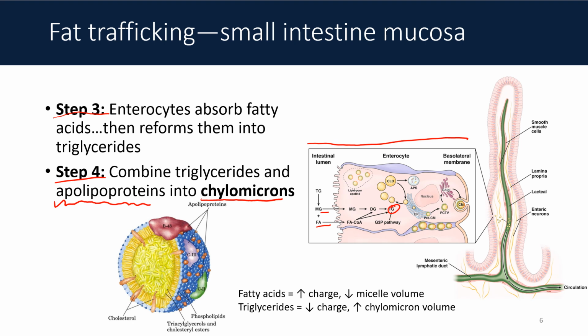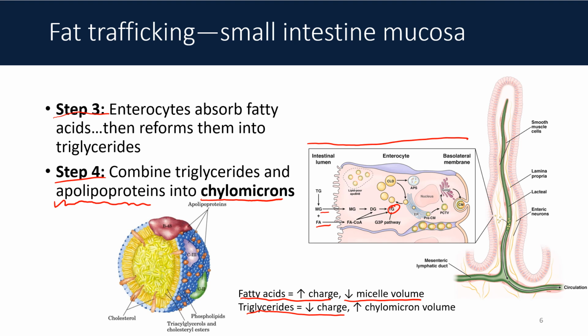The reason we emulsify and break down the triglycerides in the gut is so we can absorb them easier, but it's easier to transport fat throughout the body as triglycerides because they're not going to be charged anymore. Fatty acids are going to have a negative charge, and that is going to prevent their micelles from getting very large, thanks to all that negative charge repulsion. Triglycerides, however, are not going to have any charge or as much of a charge.